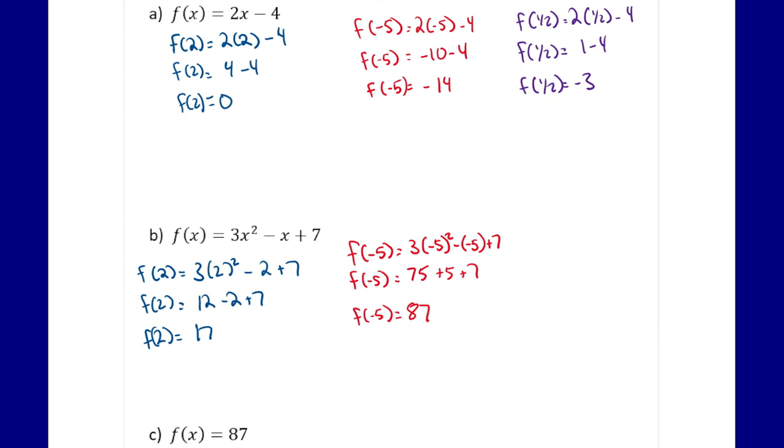And then our last one, we're plugging in a half. So we have 3 times a half squared minus a half plus 7. So we have 3 times a quarter, which is 3/4. 3 over 4 minus 1 over 2 plus 7. 3/4 minus a half is a quarter. So 1 over 4 plus 7.